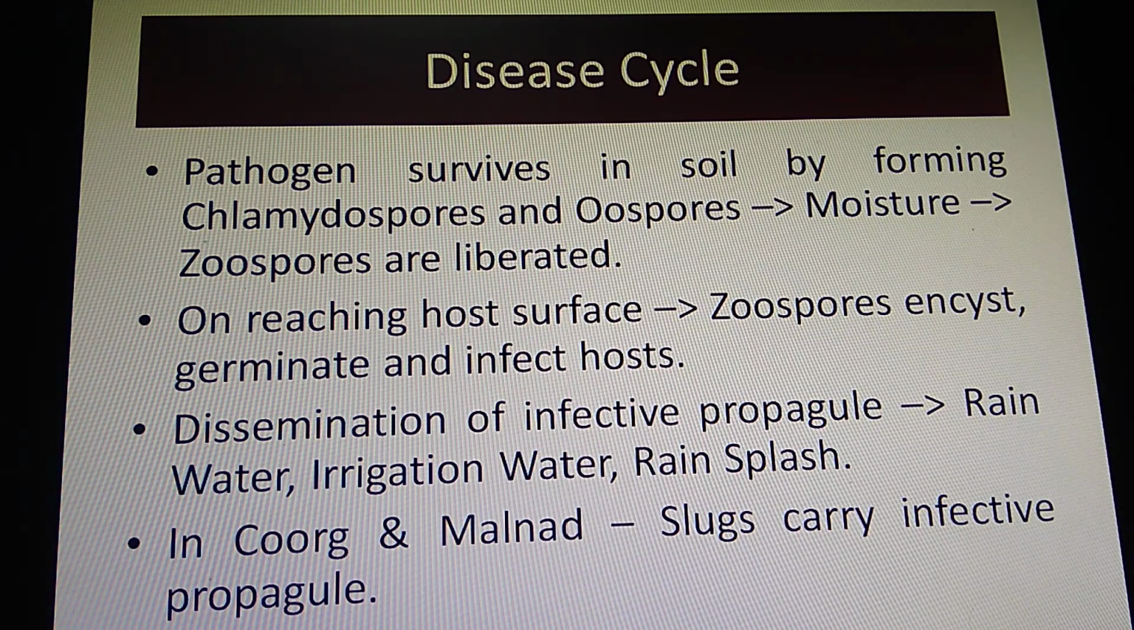Dissemination of infective propagules of the pathogen will be by rainwater, irrigation water, or by rain splash. In Coorg and Malnad areas of India, slugs are found to carry the infective propagules of the pathogen.